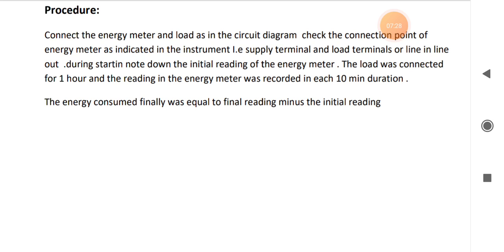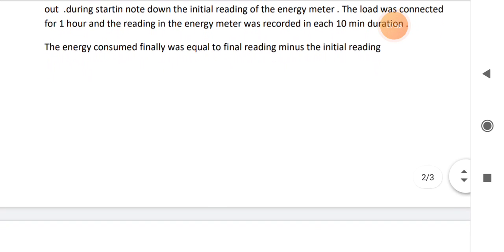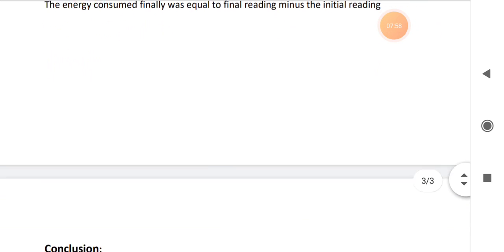During starting, note down the initial reading of the energy meter. The load was connected for 1 hour, but it may be for different durations of hours also. So it purely depends upon you. If you wish to record for more hours, then you may. The energy consumed was finally equal to the final reading minus the initial reading.